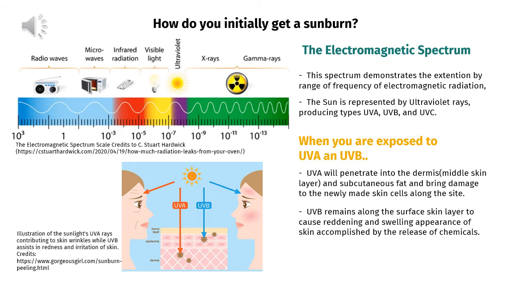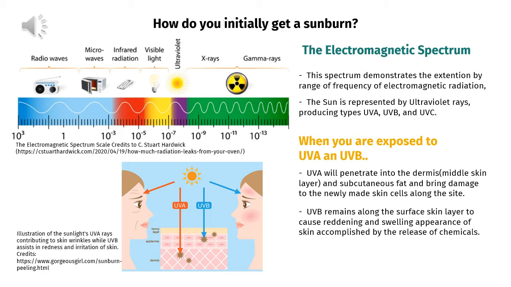When we talk about how one would actually get sunburned, it's important to understand the electromagnetic spectrum. This spectrum displays the range of frequencies of electromagnetic radiation, starting from high-frequency gamma rays to ultraviolet radiation representing our sun, and leading up to long-wavelength radio waves. And as you can see in this picture, they go from gamma waves all the way to ultraviolet, visible light, infrared radiation, microwaves, and down to radio waves with the longest wavelength.